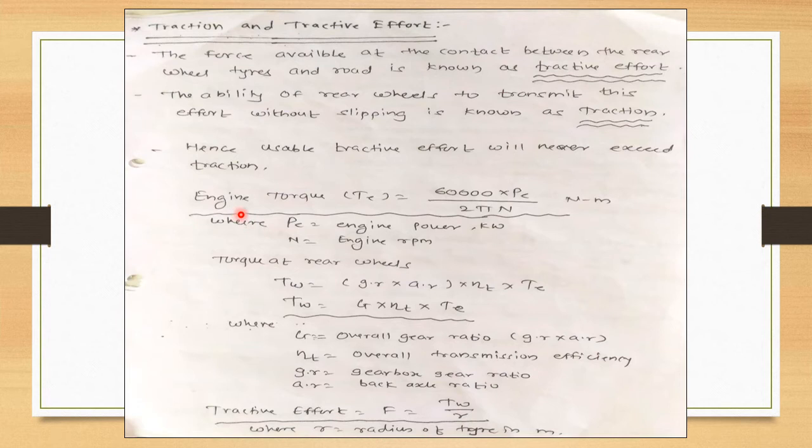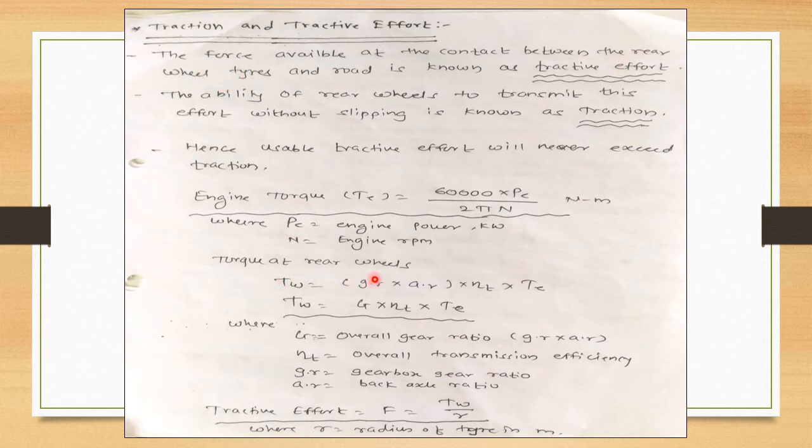Engine torque is equal to 60,000 into power (engine brake power) divided by twice pi N. Already you are familiar with this equation: power is equal to twice pi N T divided by 60,000, where P is the engine power in kilowatt and N is the engine RPM. Here we are mentioning that the drive wheels are the rear wheel tires.